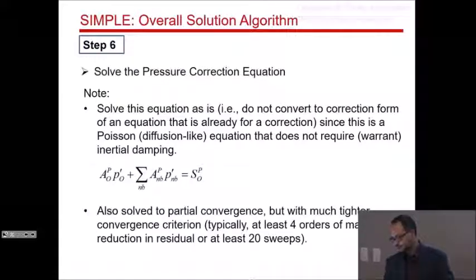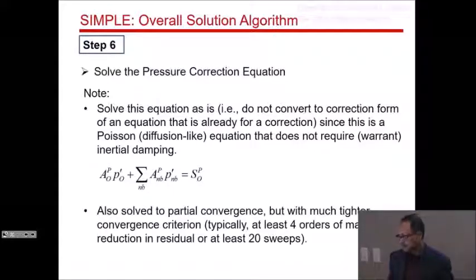All right. This is also solved to partial convergence, because as I said, once you solve x momentum, y momentum, continuity, there's no point doing it to machine accuracy, because you have to go back and do it again. However, the general observation that people have over the last 50 years is that mass conservation should be much tighter than momentum conservation in the SIMPLE algorithm. Okay? So they typically would use a much tighter convergence criterion for this pressure correction equation compared to the momentum equation.